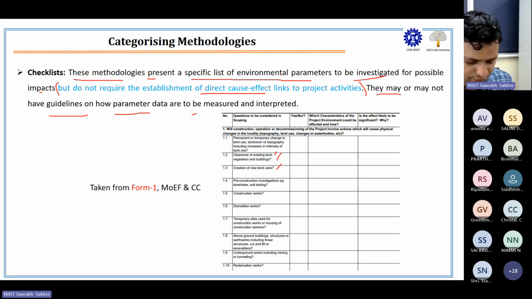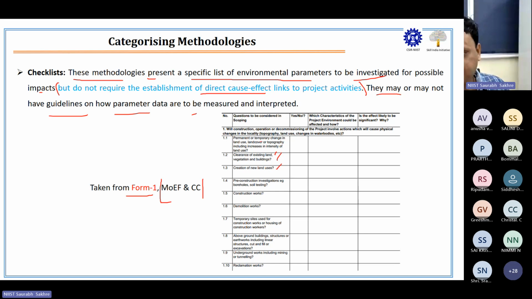So now, when you are applying for an EIA, you have to fill the Form 1. You have to fill the Form 1 to the Ministry of Environment, Forest and Climate Change. That Form 1 is basically a checklist. Now I'll read it and you just see.